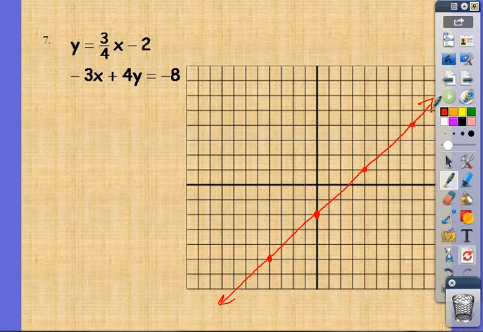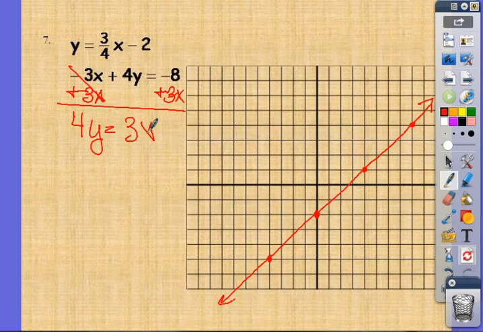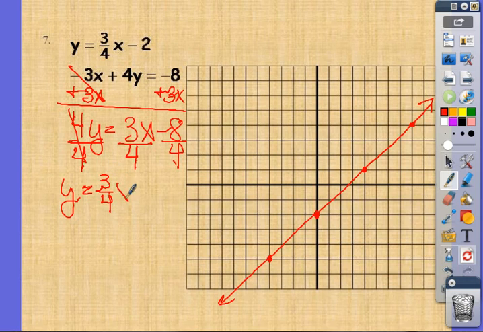All right, and now this other one, we need to solve for y first, so we're going to add 3x to both sides. So you have 4y equals what? 3x minus 8. Okay, then we need to divide by 4. Each term gets divided by 4. So we have y equals, can 3/4 simplify? No. So leave it as 3/4 x minus 2. Good.